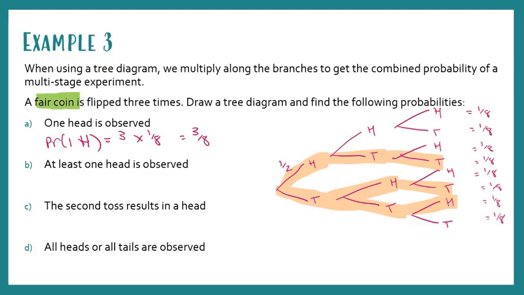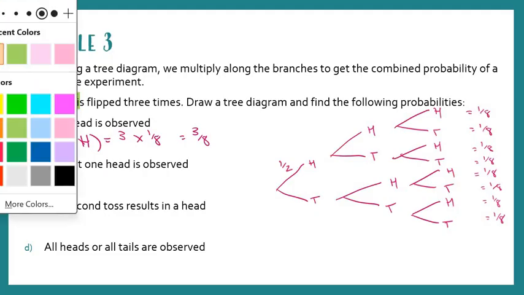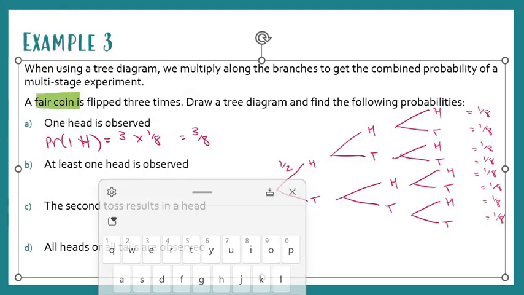Now, if we're looking for at least 1 head being observed, that's the complement of no heads being observed. So it's going to be the easiest to follow 1 branch as opposed to what ends up being 7.